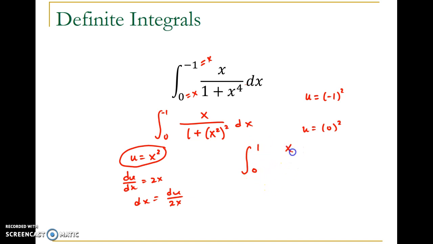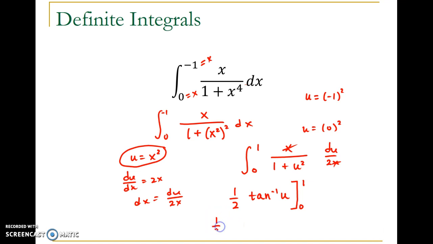And then if I rewrite this, I have x over 1 plus u squared, and then dx is du over 2x. My x's cancel. I have a 1/2, and I have tangent inverse of u. And remember, for these ones, we find the antiderivative, and then we plug in the limits of integration. And we don't need the plus c, because it can be any antiderivative.